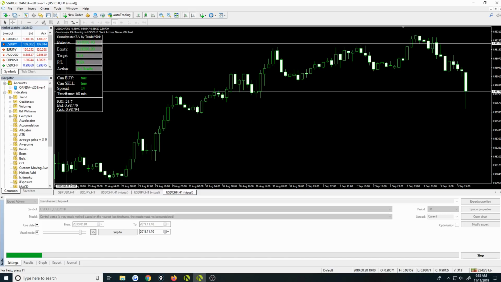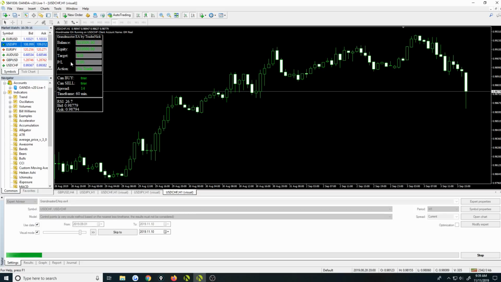We have the balance listed here. You can see we're using a theoretical $10,000 account. We have the equity. We have the target per trade, which is going to be important. We'll get into some of the variables in a moment, but essentially the target per trade means that the robot is going to attempt to get a positive $10 on the account before closing out all the positions. So going forward, if the trade gets up positive $10, it'll close the position for a profit. The next up is just going to be our profit and loss.